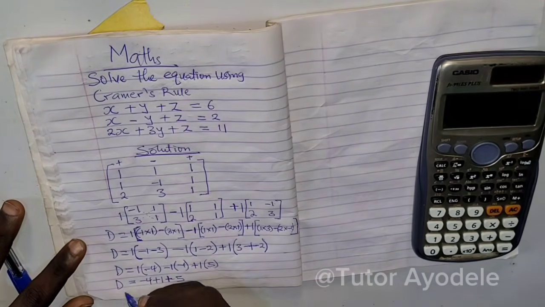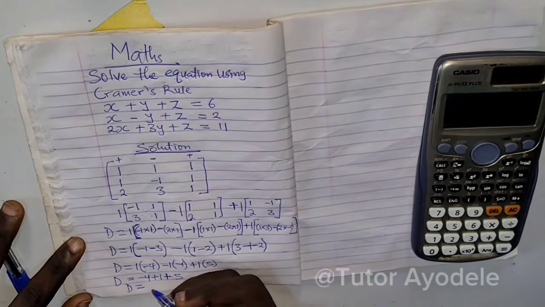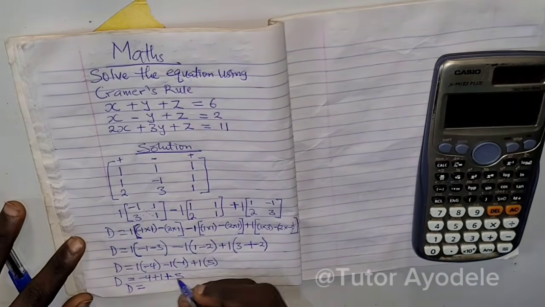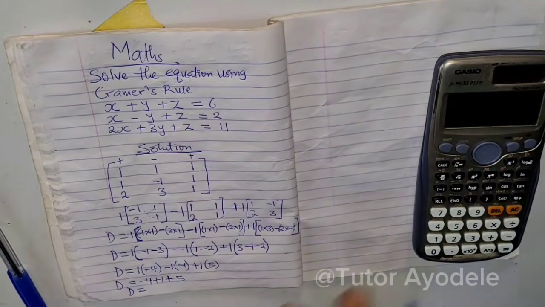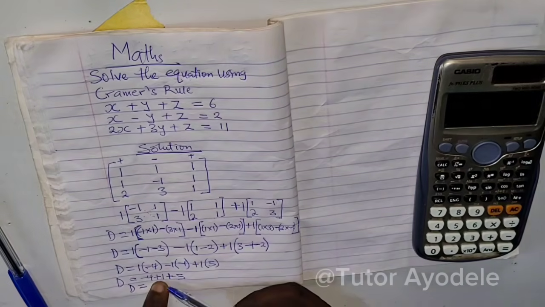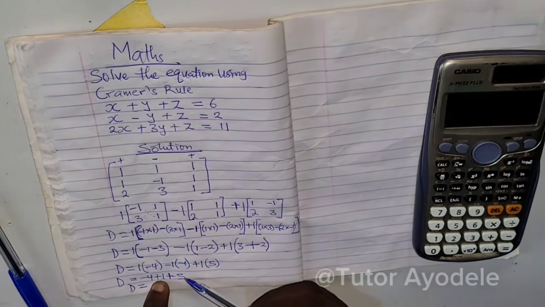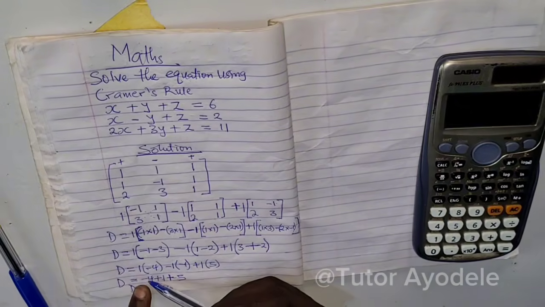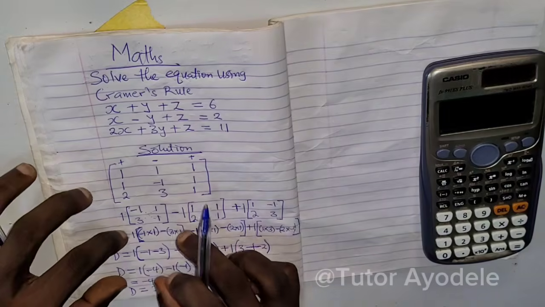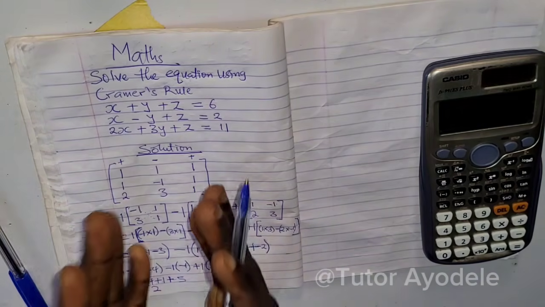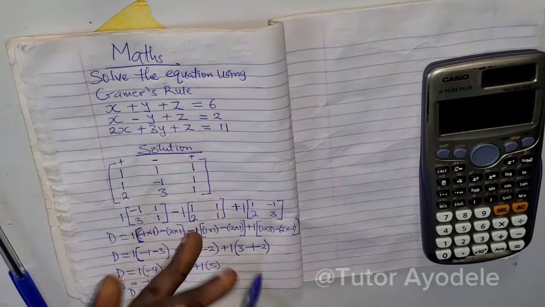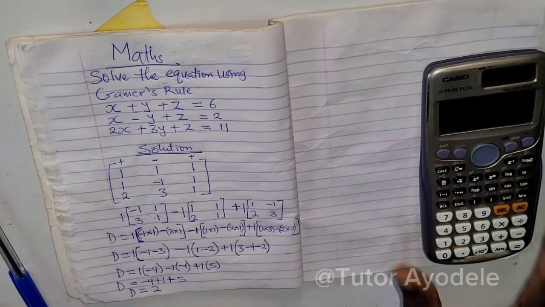And so this gives us determinant equal to minus 4 plus 1 plus 5. If you punch it into your calculator, it will still give you the same answer. But if you say plus 1 plus 5, that will be what? Plus 6. So minus 4 plus 6 will give me what? It will give me 2. Now we have gotten the determinant. Now if we want to get the determinant of x, the determinant of y, and the determinant of z, then divide and get our final answer. Okay?